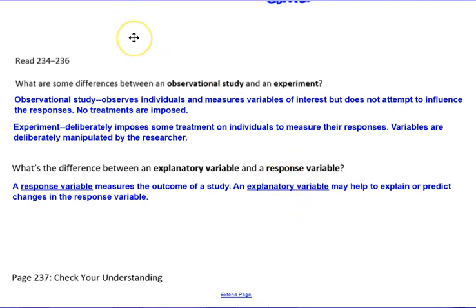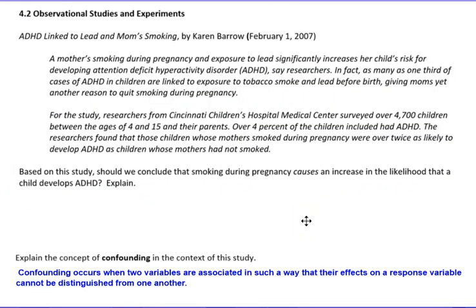So now that we've got those definitions, let's take a look at the ADHD study. This study says that a mother smoking during pregnancy and exposure to lead significantly increases her child's risk for developing attention deficit hyperactivity disorder, ADHD, say researchers. In fact, as many as 1/3 of cases of ADHD in children are linked to exposure to tobacco smoke and lead before birth, giving moms yet another reason to quit smoking during pregnancy.